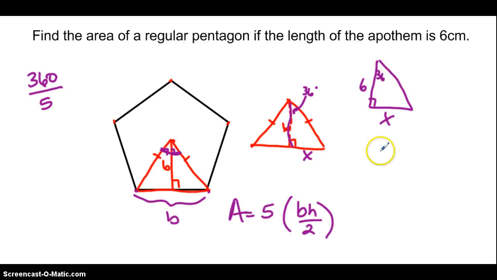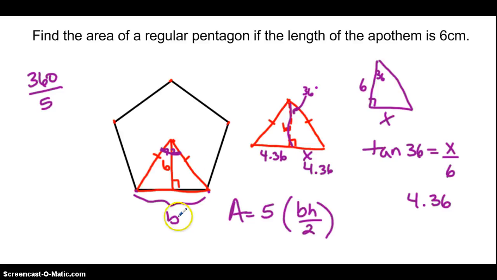Okay, so what can we do here? We're going to use the tangent, right? So the tangent of 36 is equal to the opposite over the adjacent. So it's 6 times the tangent of 36, which is approximately 4.36. Okay, so that means this is 4.36, and this is also 4.36. So if we do 4.36 and times it by 2, we get 8.72 for my base.